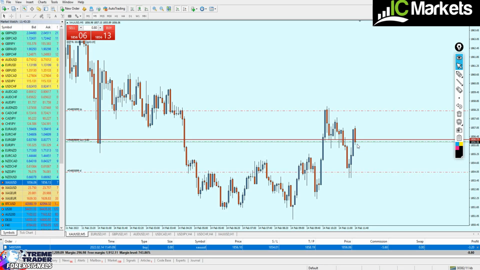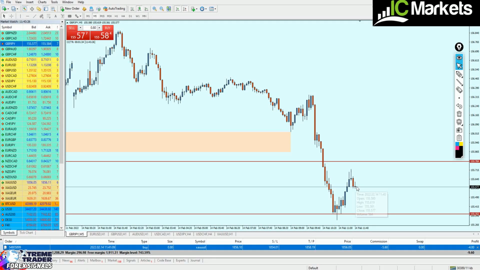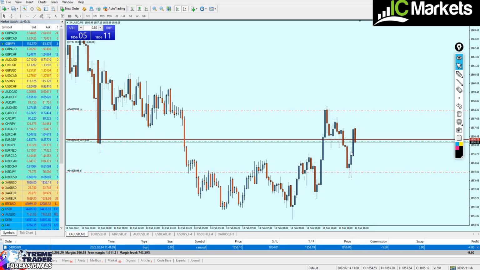So everything is going well so far, and the Pound JPY trade sadly hasn't been triggered yet. We are still waiting for the market to reach the good entry. But let's now stick to the gold and let's see how this trade will go.